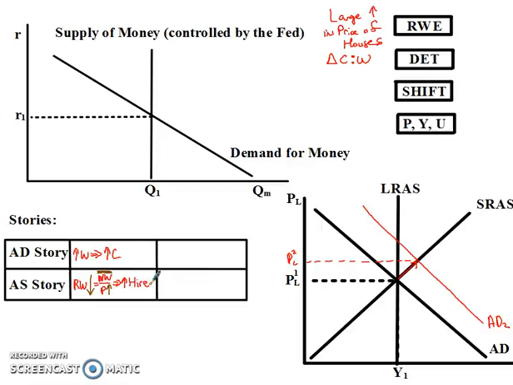As they hire more workers, that's going to cause an increase in production, which causes gross domestic product to go up. So the aggregate demand curve shifted to the right, and that caused prices to go up. That caused gross domestic product to go up, and that caused unemployment to go down. So this is a good part of the story. But what's the problem? The problem is right here: the higher rates of inflation.